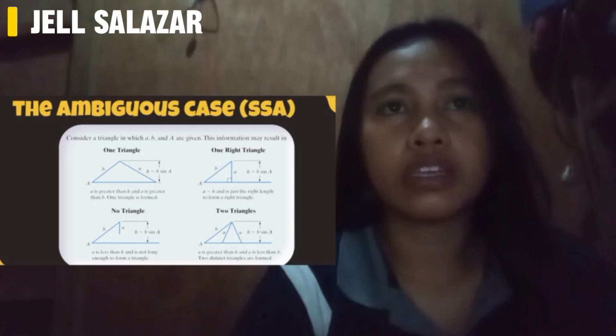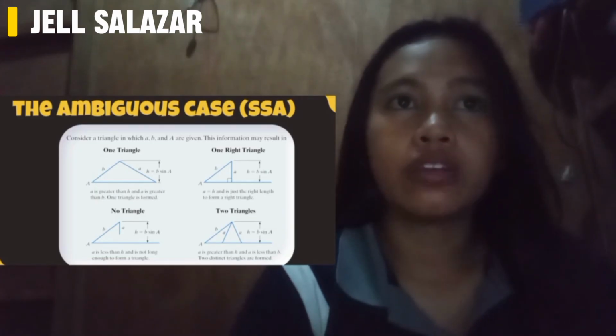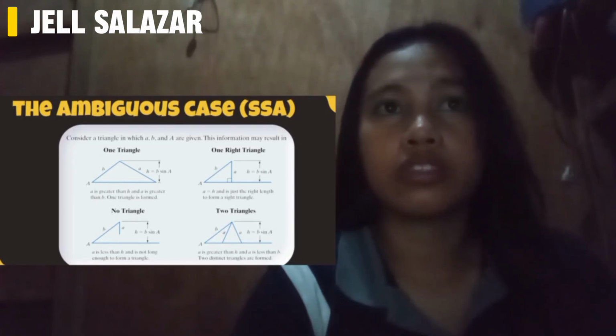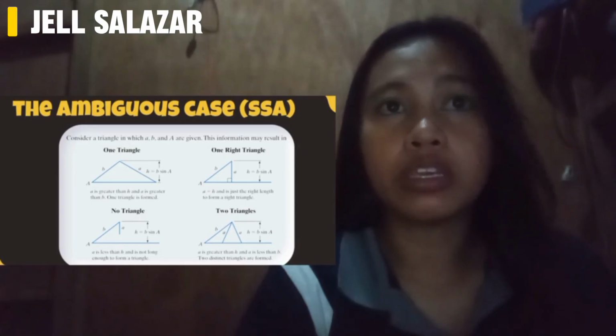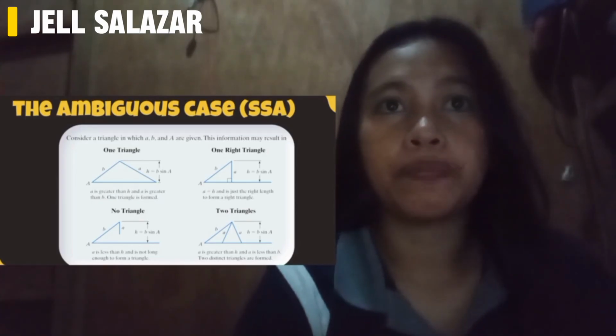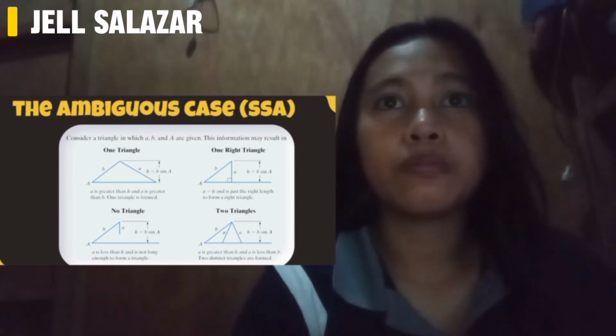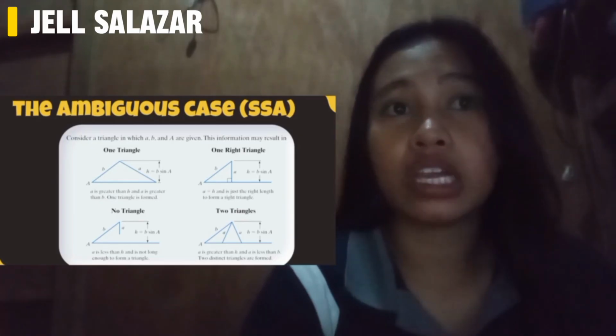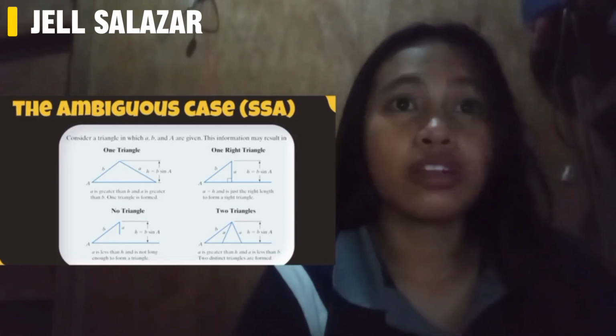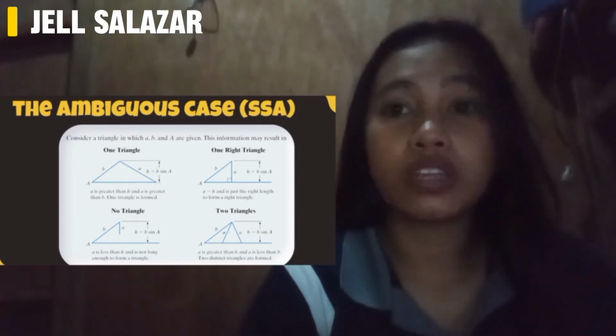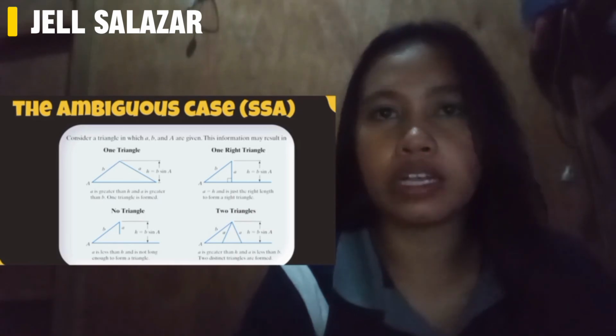The ambiguous case, or the SSA: consider a triangle in which side a, side b, and angle A are given. This information may result in one triangle, one right triangle, no triangle, or two triangles.